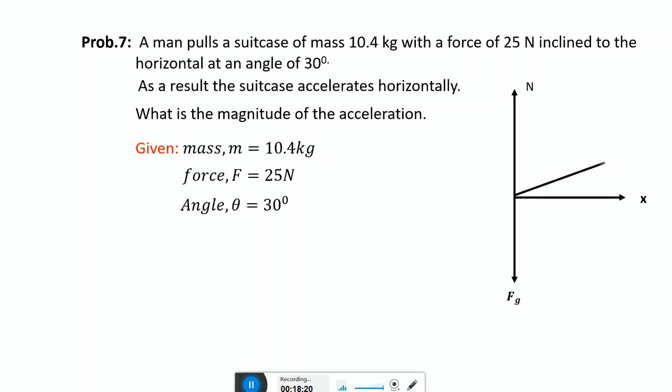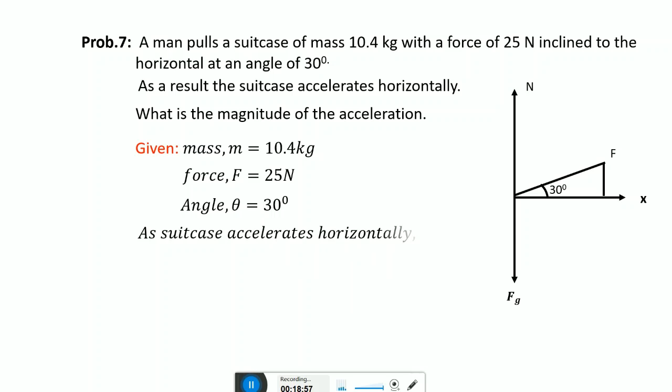a man pulls a suitcase of mass 10.4 kg with a force of 25 Newton inclined to the horizontal at an angle of 30 degree. So this is direction of force, and this is the x-axis. This is angle theta, which is 30 degree. So from figure we get, and we also use Newton's second law of motion. We have to find out magnitude of the acceleration along x-axis.